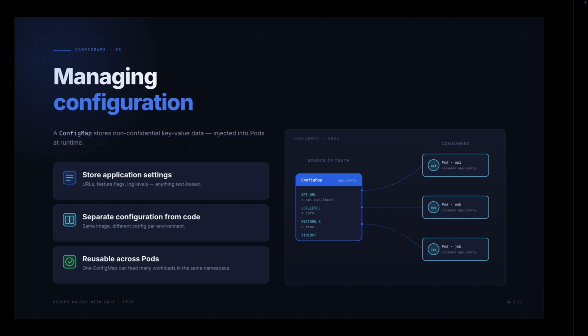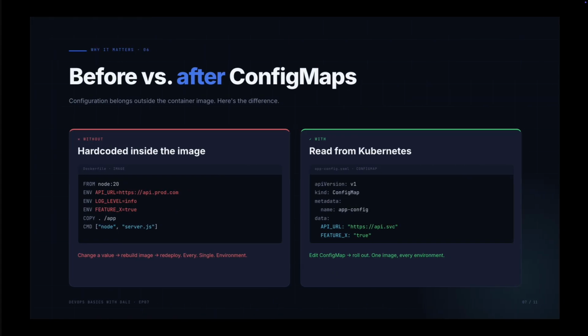A config map allows Kubernetes to store configuration separately from the application itself. The same application image can run in multiple environments while receiving different settings. Let's compare 2 approaches. On the left, configuration is hard-coded inside the container image. If the API URL changes, or if we need a different value for QA or production, we must rebuild the image and deploy again. That quickly becomes difficult to maintain.